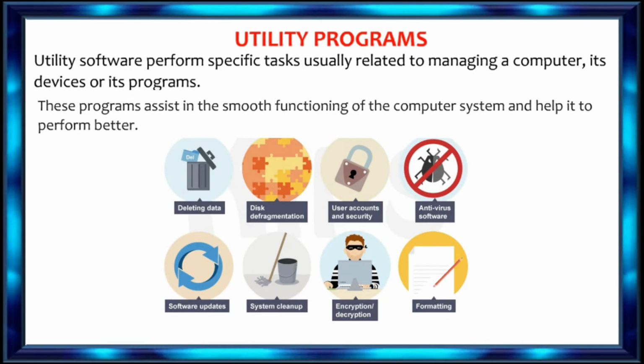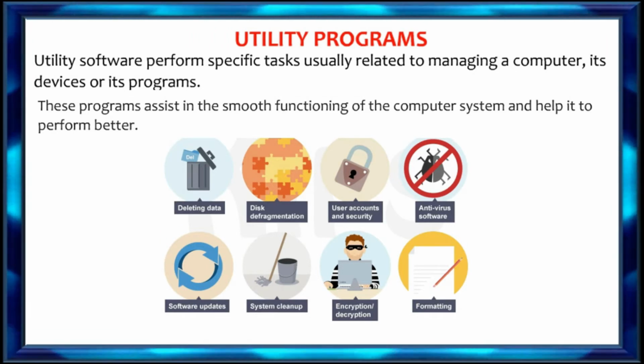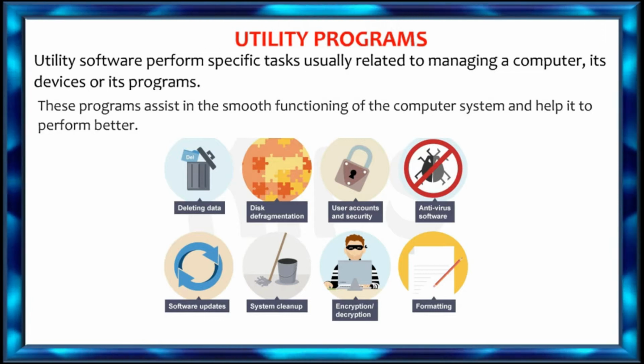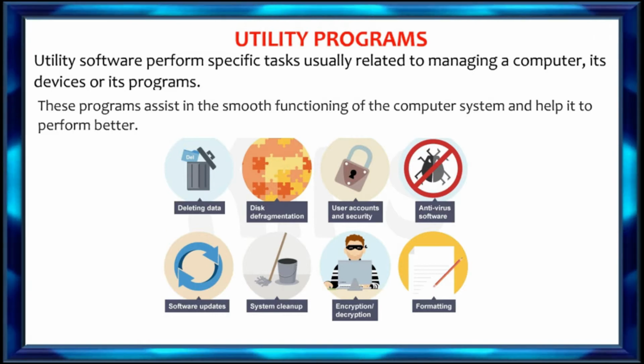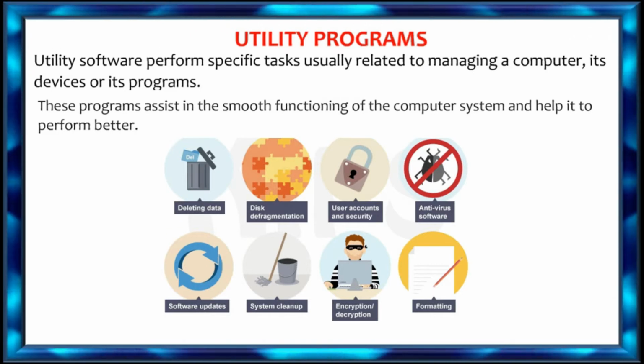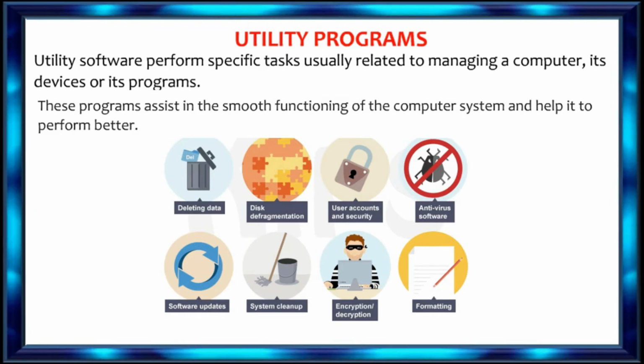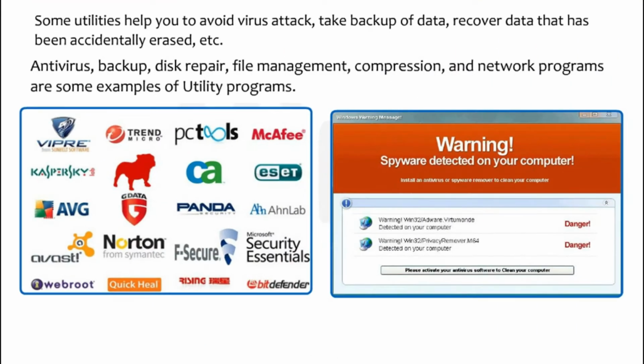Utility software performs specific tasks usually related to managing a computer, its devices or its programs. These programs assist in the smooth functioning of the computer system and help it to perform better. Some utilities help you to avoid virus attack, take a backup of data, recover data that has been accidentally erased, etc. Antivirus, backup, disk repair, file management, compression, and network programs are some examples of utility programs.